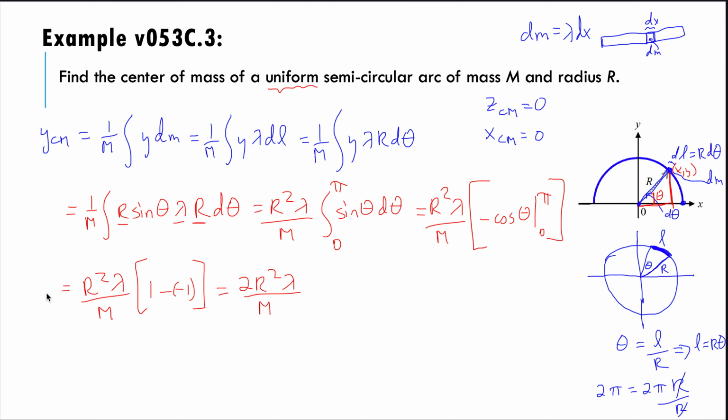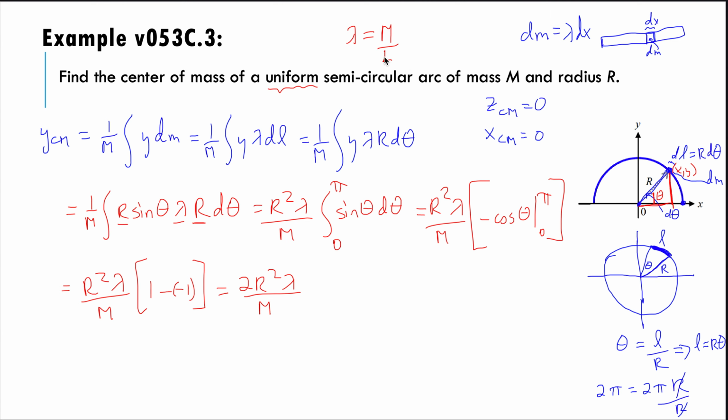So you may be thinking, are we done yet? Well, we only want our answer in terms of the variables that are given in this problem, which are m and r. So we need to rewrite lambda in terms of that. Remember our definition of lambda? Linear mass density is mass per length. So we can write lambda as mass per length.